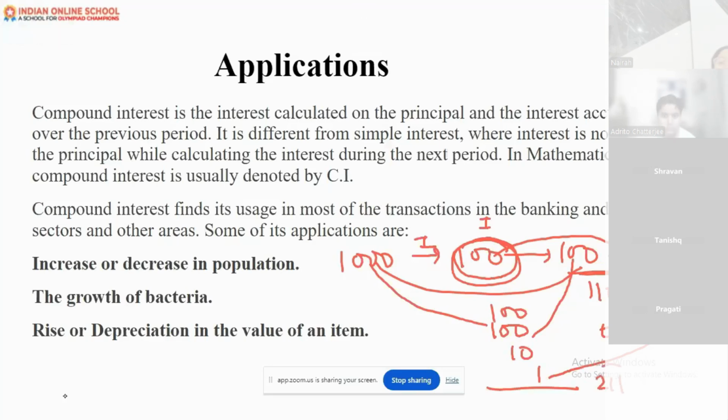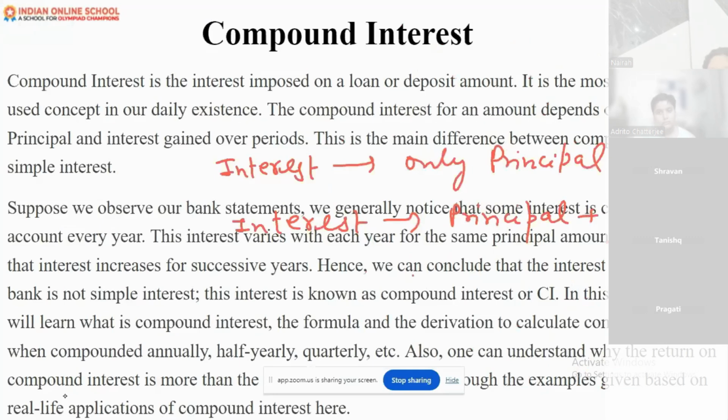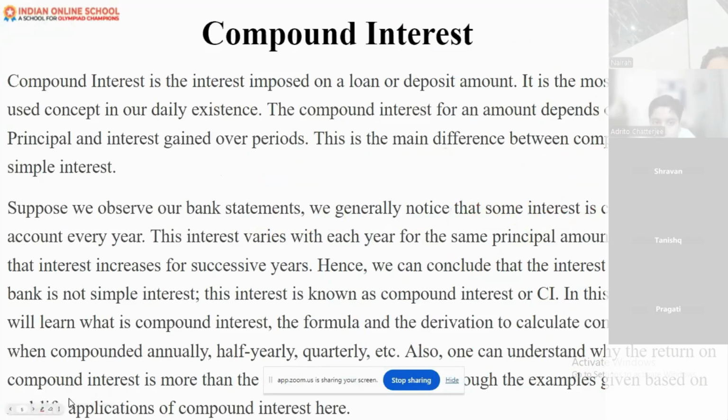211. Yes. So you can see the interest keeps increasing. Why so? Because we are putting interest not only on the principal but on the interest as well. So this is all about the return. The major difference between simple and compound interest is that in simple interest we only put the interest on the principal. The interest varies with each year for the same principal amount, so the interest increases for the successive years.